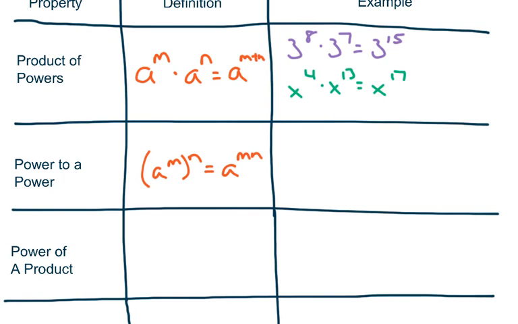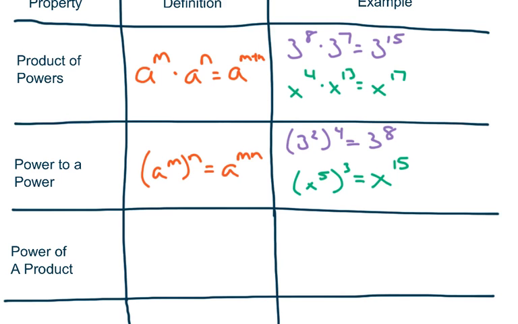So if we had something like 3 squared to the 4th power, this would become 3 to the 8th power. Or if we had something like x to the 5th to the 3rd power, that would become x to the 15th power. Notice again, the base doesn't change, still 3, still x, just the exponents change.